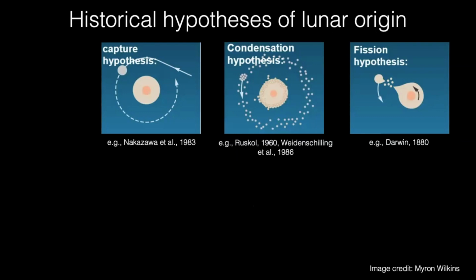First of all, I'd like to introduce historical hypotheses of the lunar origin. The first one is the capture hypothesis. According to this hypothesis, the moon was an asteroid and it was gravitationally captured by the Earth. The second hypothesis is the condensation hypothesis. According to this model, the moon and Earth condensed from the disk simultaneously. The last one is the fission hypothesis. According to this model, the Earth was spinning very fast, and the outer part of the mantle got stripped off and became the moon.